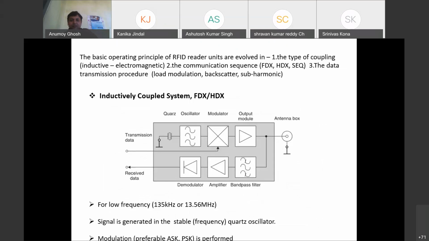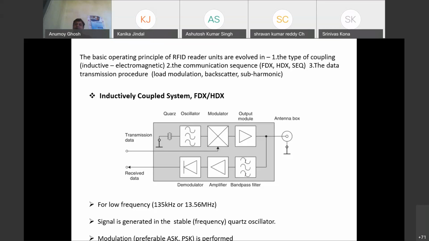Okay. Now the basic operating principle of RFID readers is either inductive, magnetic, or electromagnetic. There are three steps which you should keep in mind. One is the inductively coupled system, the communication sequence that we want, and the data transmission procedure that we want. So first is the inductively coupled system, which is available for both full duplex and half duplex modes of communication.